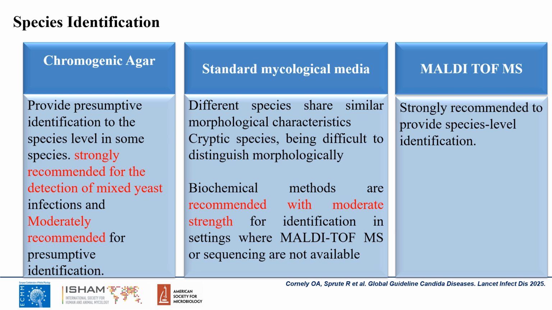In the present guidelines, biochemical methods are recommended with moderate strength for identification in settings, specifically laboratories where MALDI-TOF or sequencing are not available. Therefore, now we go to MALDI-TOF, which in these guidelines is strongly recommended to provide species-level identification of the culture isolates. And I am going to discuss that in my subsequent slides.